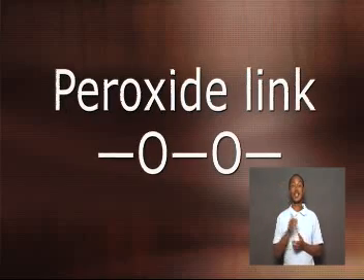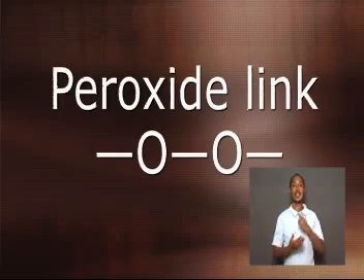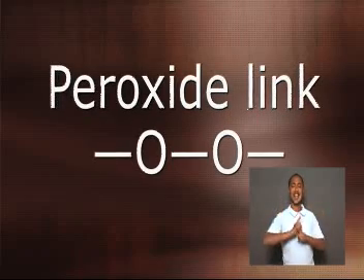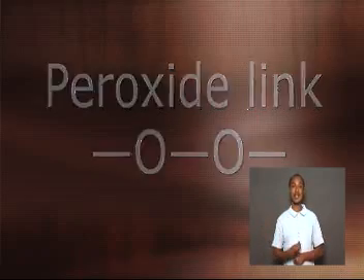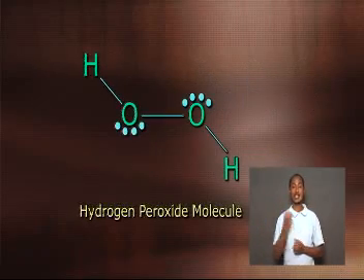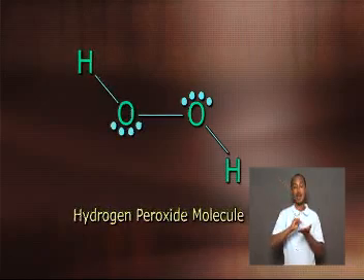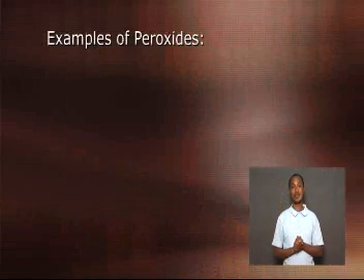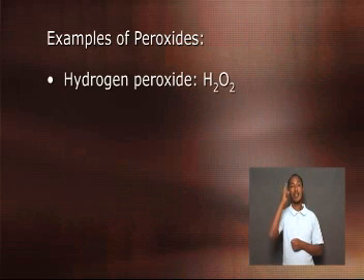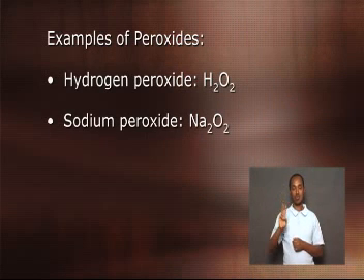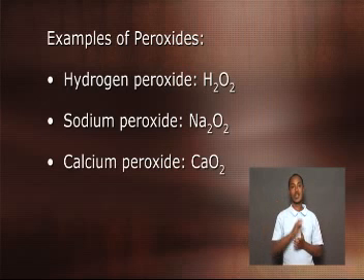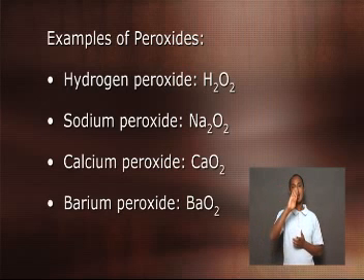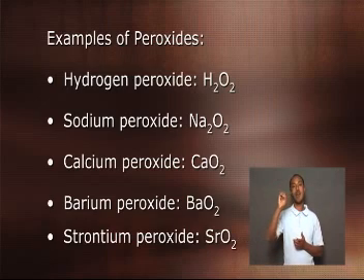In the other oxides that we have discussed, the oxygen atoms are linked directly with atoms of other elements. The structure of the hydrogen peroxide molecule, for example, looks like this. Students, can you think of any peroxides? You might be thinking of hydrogen peroxide, sodium peroxide, calcium peroxide, barium peroxide, or even strontium peroxide.